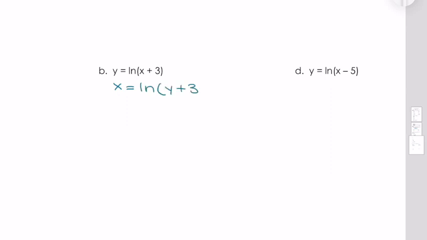Alright, for this one again, switch your x and your y. Remember, a natural log has a base of e. So e to the power of x equals y plus 3. To get y by itself, I subtract 3 from both sides. And then I'm done. e to the x minus 3 equals y.